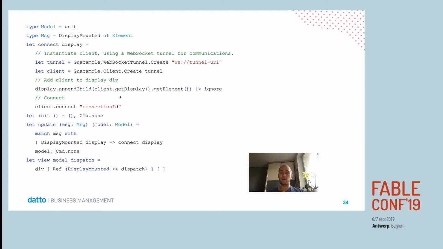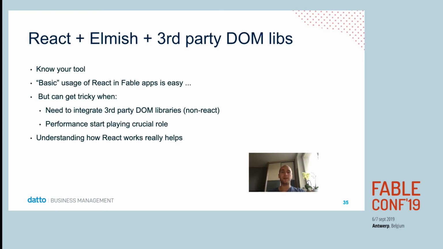And again, it might not be the best pattern to follow, but I just wanted to show you how, if you know React, you can figure out how to fix certain kinds of issues. So the takeaway from this is that it's good to know what you are using, because the most basic usage of React in a Fable application is pretty simple. You just drop divs and other HTML elements in your code, and it works.